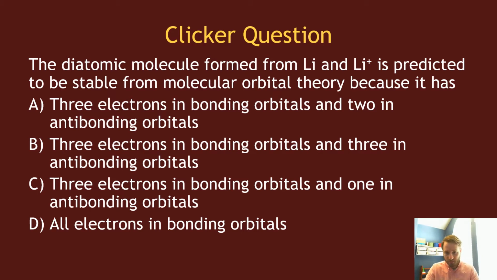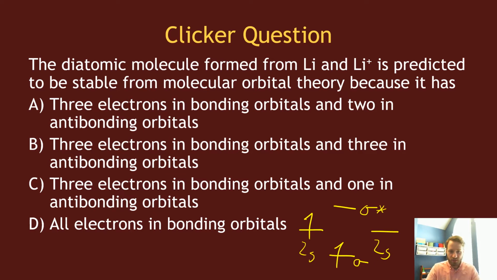For lithium dimer, if we're just focusing on the 2s orbitals, you're going to form a sigma and a sigma star orbital. And if it's lithium plus, there's going to be one electron in a 2s orbital and none in the other one. So I'm just going to have one electron here. This is what's going on for the 2s case.